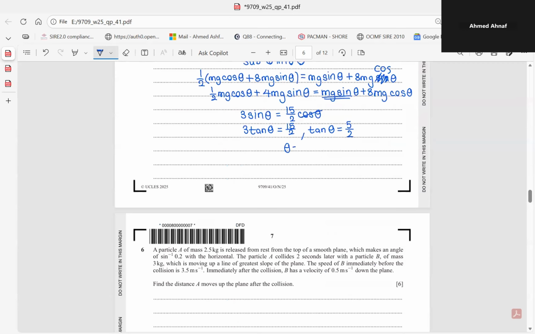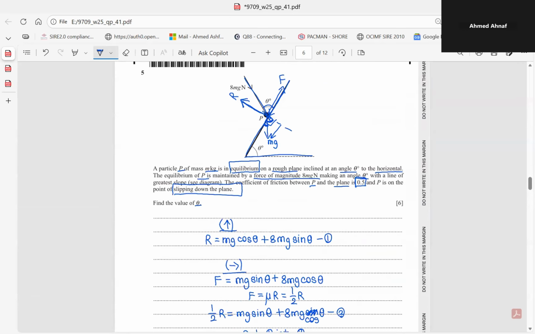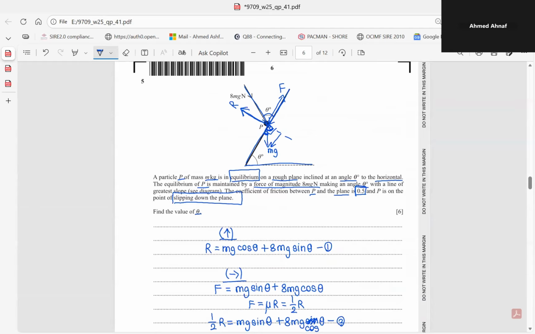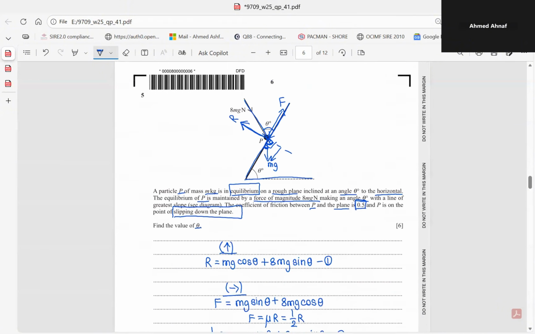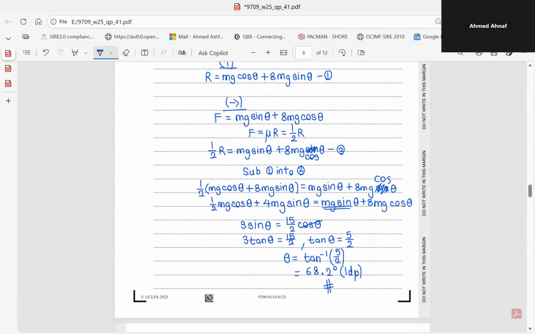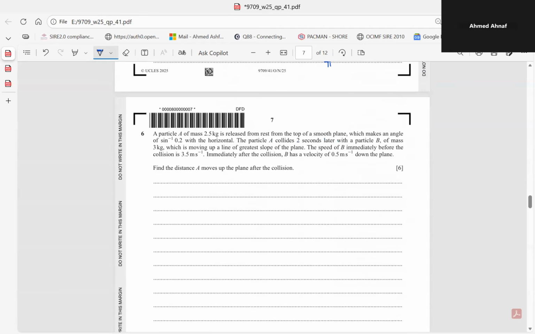So yeah, just take the inverse tangent. And in this question, theta is given in degrees. So you have to make sure your calculator is in degree mode. Okay? Okay. Tangent inverse 5 over 2, you get 68.2 degrees to 1 decimal place. Yeah, so this would be our final answer for this entire question. Let's move on to the next question.